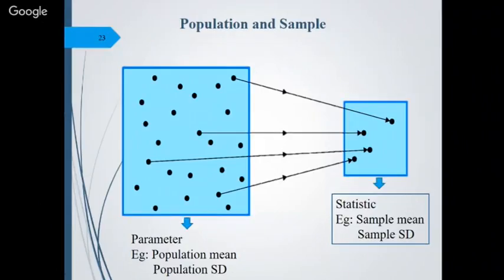Whatever measures are extracted from a sample are called statistics, and whatever measures are extracted from a population are called parameters. So the sample mean and sample standard deviation, which we calculated before, are generally termed statistics, and the population mean and population standard deviation are always termed parameters.